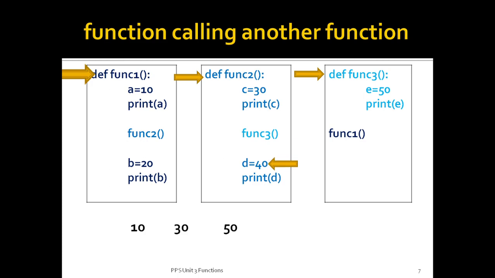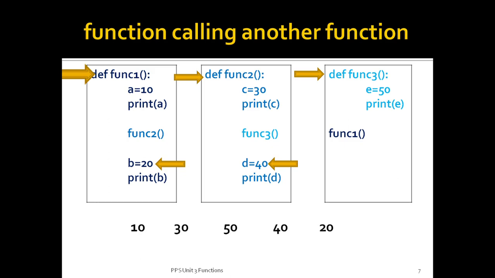Then the 10, then d will be assigned 40, then printing of d will take place. Again, you can see function 2 is executed completely. So control will pass to the definition of function 1 and the value of p will be printed. So likewise, this nesting of functions takes place.